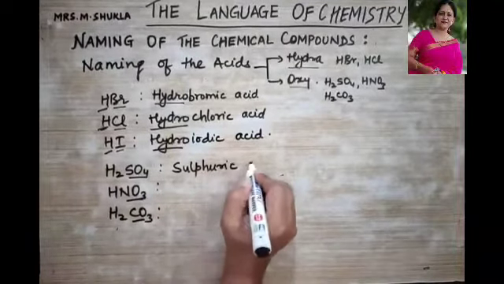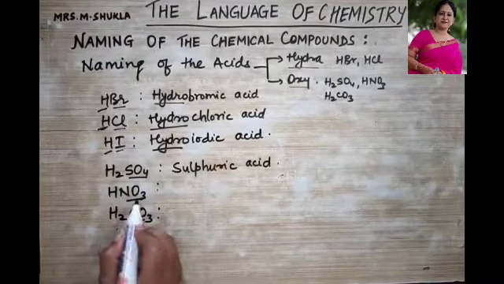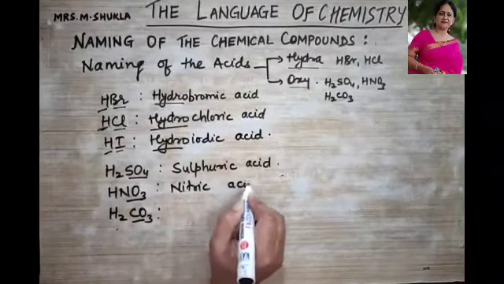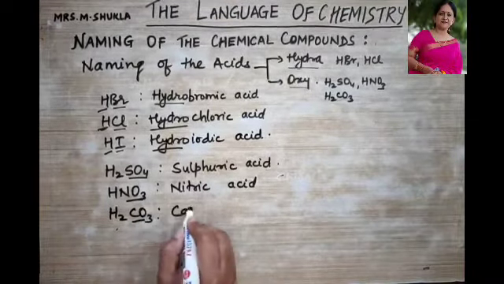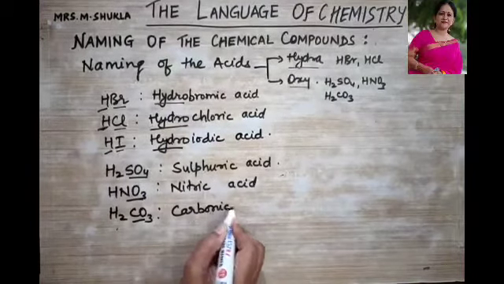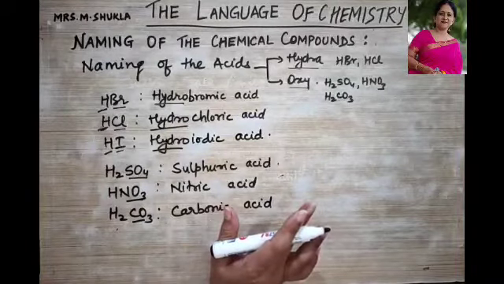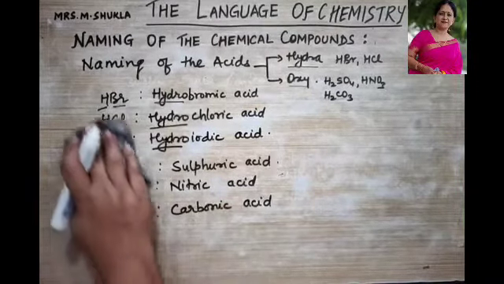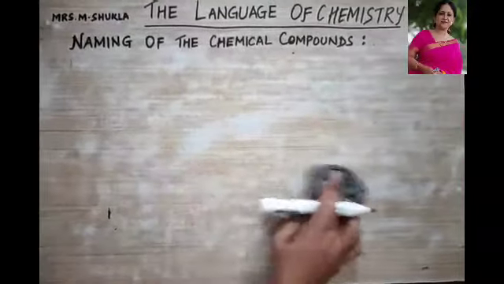So what is the name? Sulfuric acid. What is this? Nitrate. So nitric acid. What is this? Carbonate. So carbonic acid. I hope till here everything is very clear to all of you. Next we come to naming of the bases. Now we are going to learn about how to name the bases.